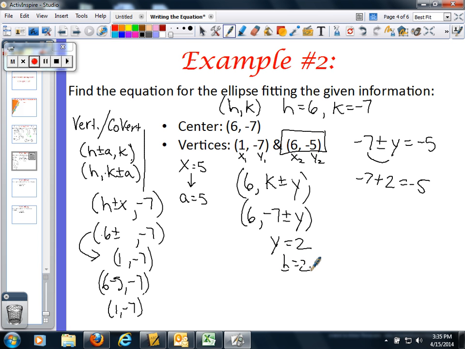Now if you remember with the equation, okay, the equation is x minus h squared. So we have x minus h, which is 6, squared, and this is over a squared, which is 5 squared, so that's 25, plus y minus k, which is negative 7, so that's going to be y plus 7 squared, over b squared, which is 4, equals 1.